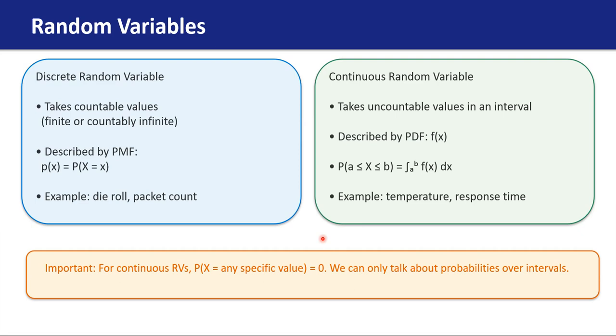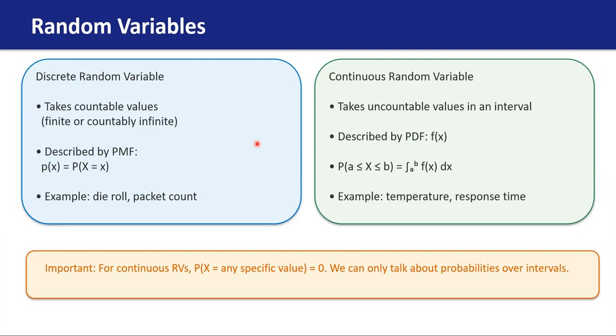We have two kinds of random variables. There are two main types of random variables: discrete random variables, which take countable values. They can be finite, like a dice roll, which is 1 through 6. Or random variables can be countably infinite, like the number of packets arriving at a router in 1 hour, which can be 0, 1, 2, 3, and so on.